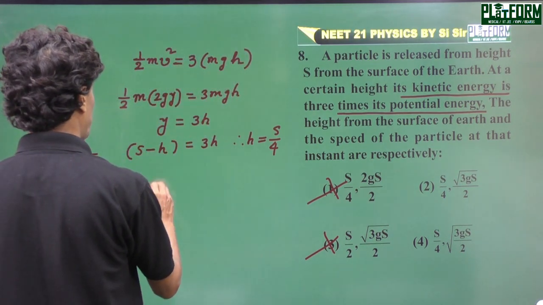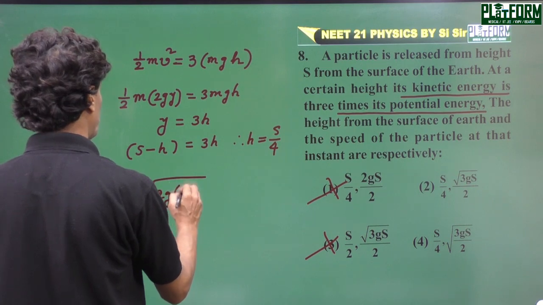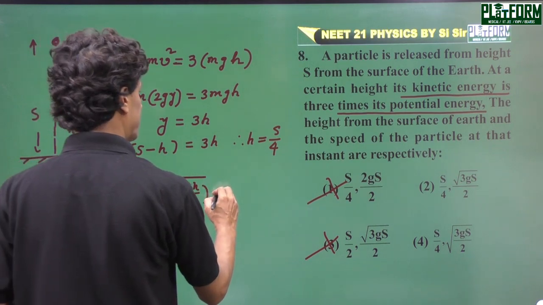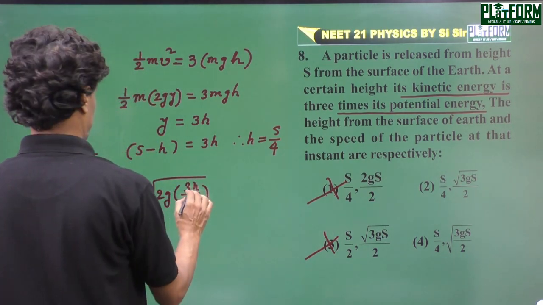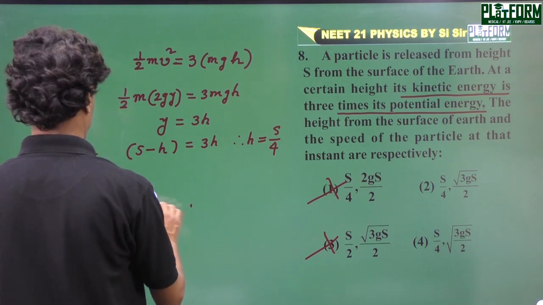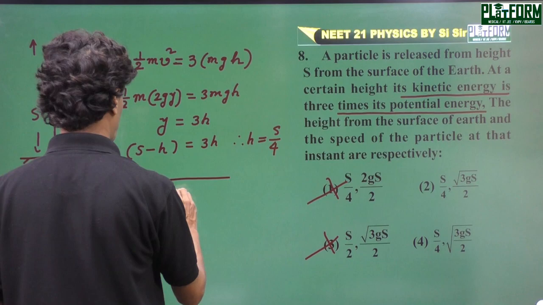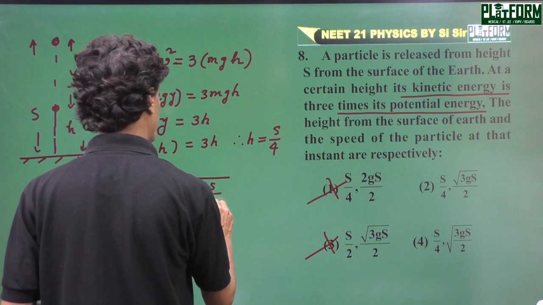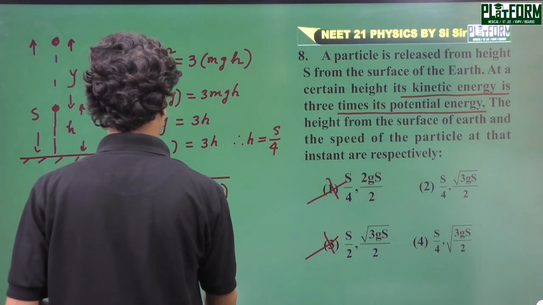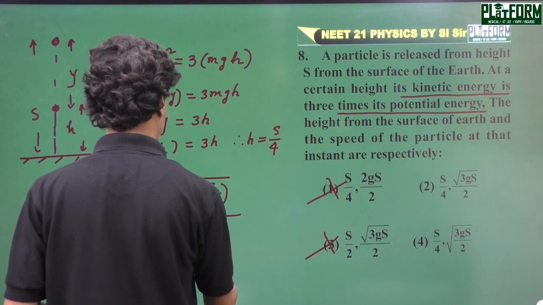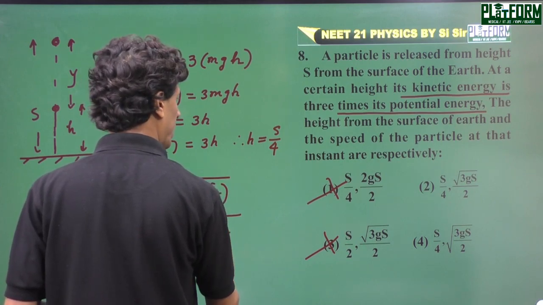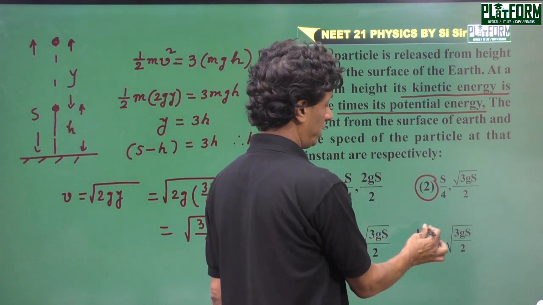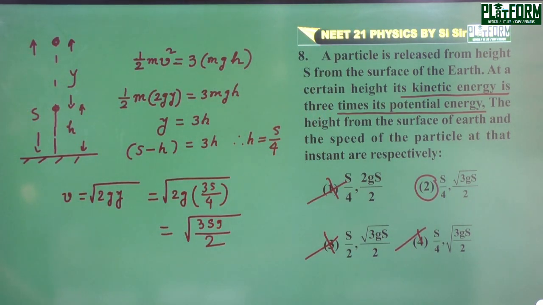Here it is root over 2gy equal to 3s by 4, and finally this becomes root over 3sg by 2. The right option here is 2. 4 is not the correct option here. Next problem.